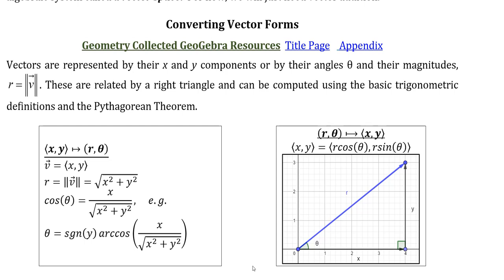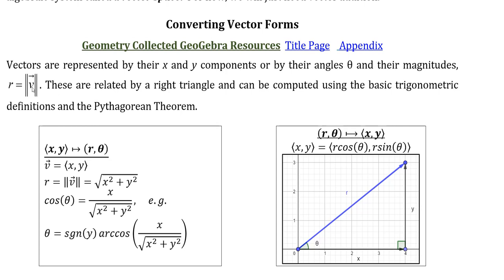Okay, we're going to talk about converting between the two vector forms, where we said that vectors can be given in component form, like (3, 2), which is right 3 and up 2, or they could be given in magnitude and direction, r and theta. The r is called the magnitude of v, which we would represent with these double absolute value bars. We use a little arrow over the v to indicate that it's a vector.